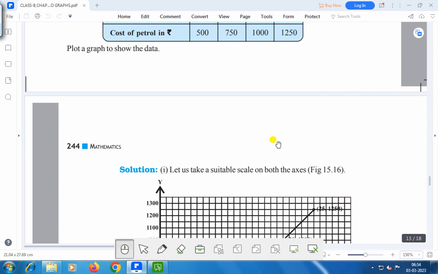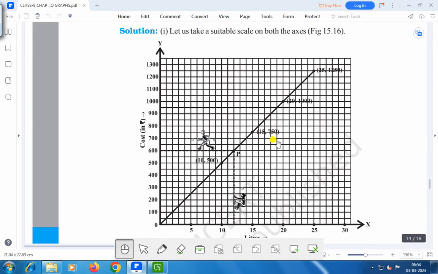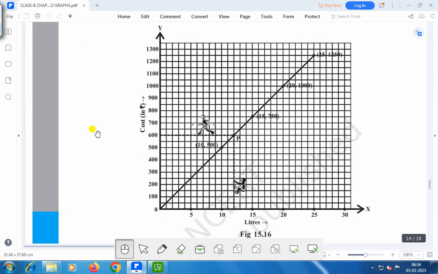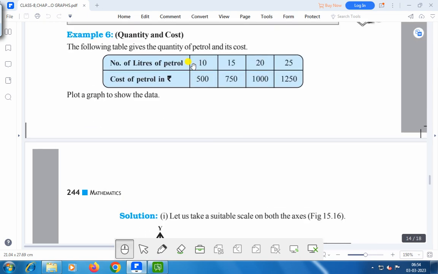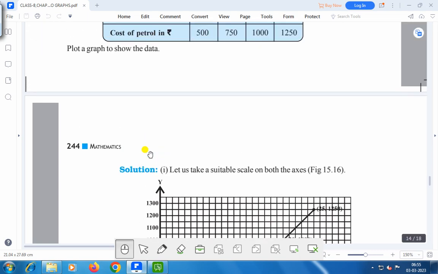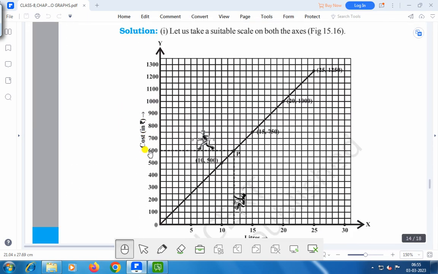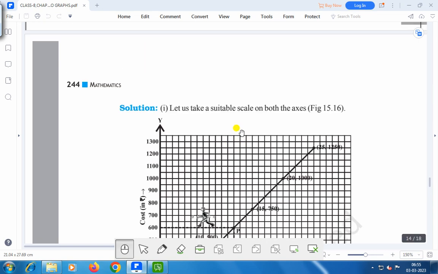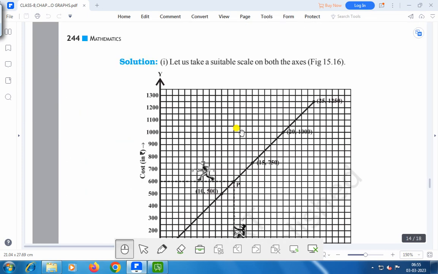Let us take a suitable scale on both the axes. Suppose this is the x axis, this is the y axis. Then we get this point, 10, 500. Here you see, this coordinate is 10 and 500. Next point is 15 and 750, this point. Right? Next point is 20, 1000. Here you see, this is 20 and this is 1000. This is 25, 1250.